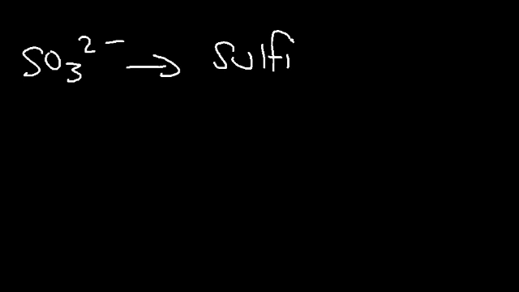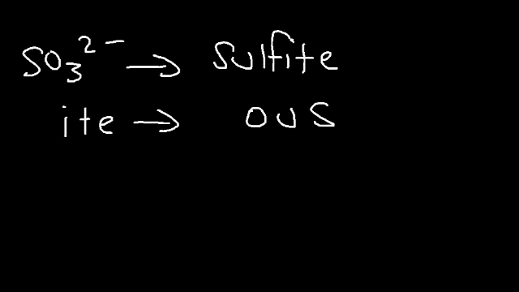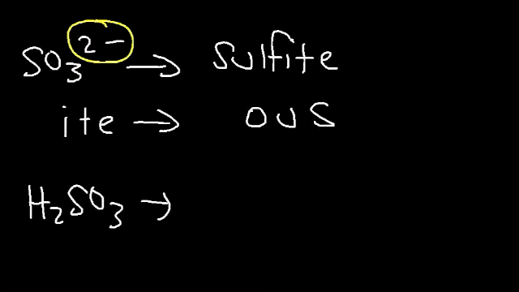Let's look at another example. SO3 2- is known as sulfite. And we said that if you have the suffix ite, when naming the acid, it's going to have the suffix ous. There's a negative 2 charge, so the acid is going to have the formula H2SO3. And so this is called sulfurous acid.